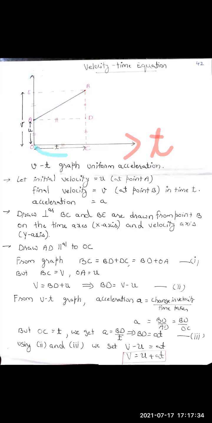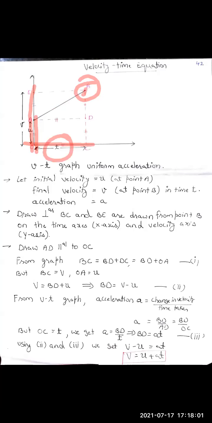Now, here you can see in the graph that OA represents the initial velocity of the object, and OE represents the final velocity of the object, right? So initial velocity is U, final velocity is V. Final velocity is at point B, right, beta? And the time taken for this change, that is from initial U to final V, is small t, and that is OC. As you can see here, it is O and here it is C, right? And acceleration involved here is small a. I hope this much is clear, right?